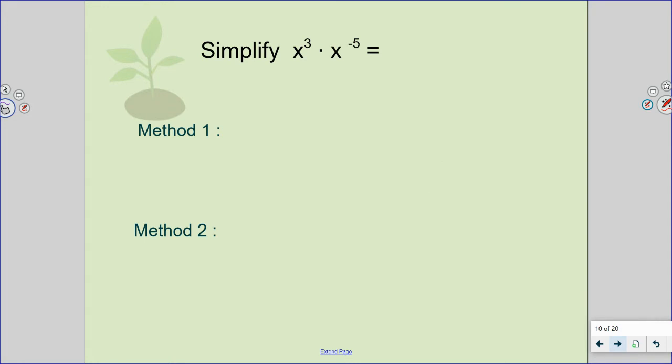All right, simplify the expression x to the third times x to the -5th. I'm going to show you two methods, ladies and gents. The first method is old school.